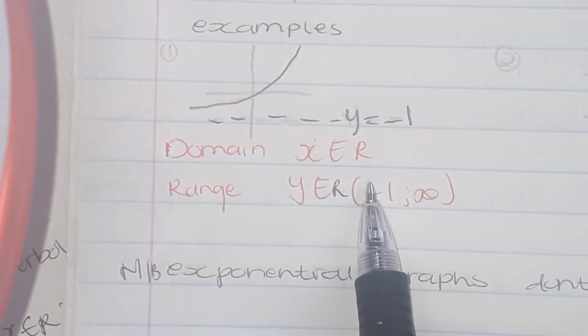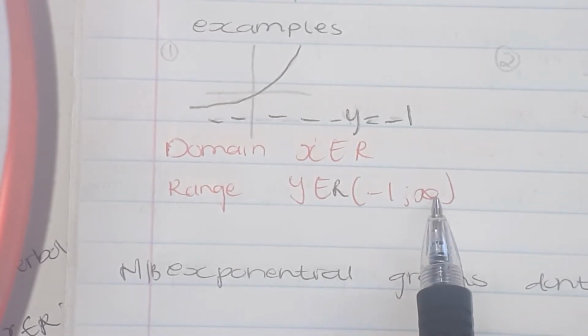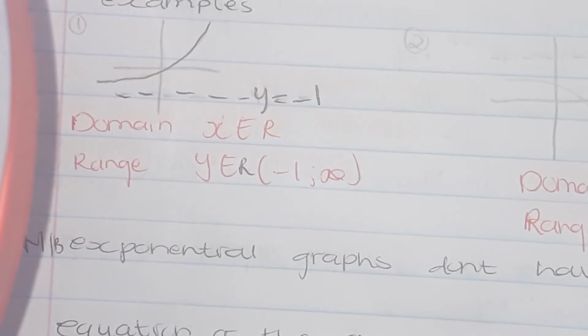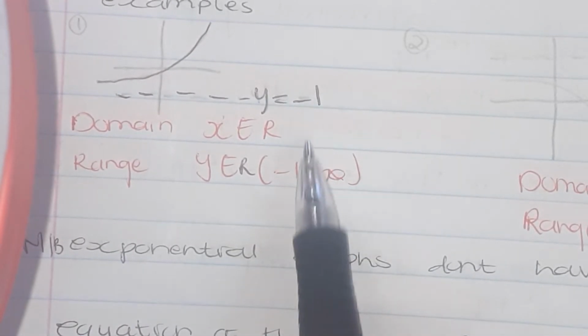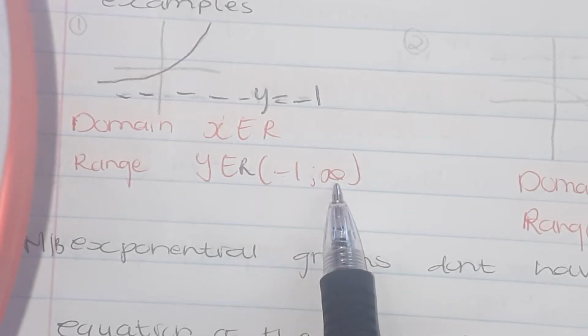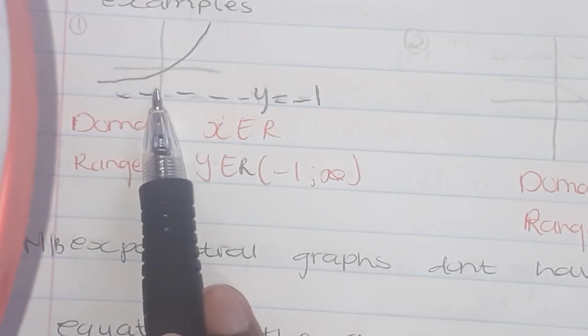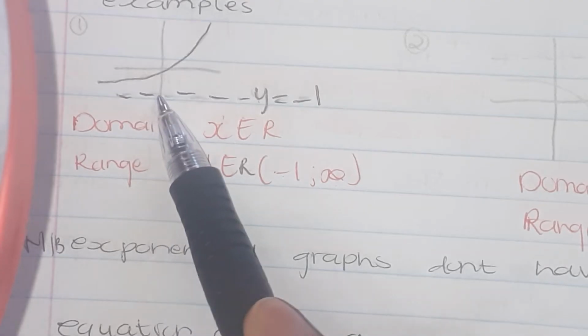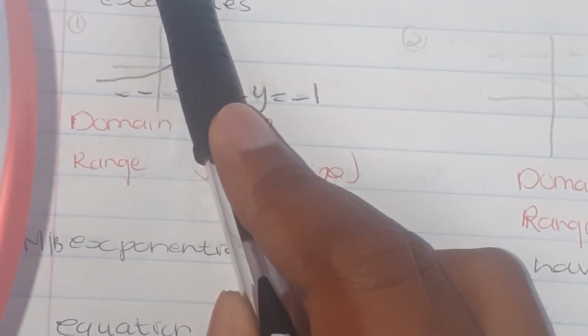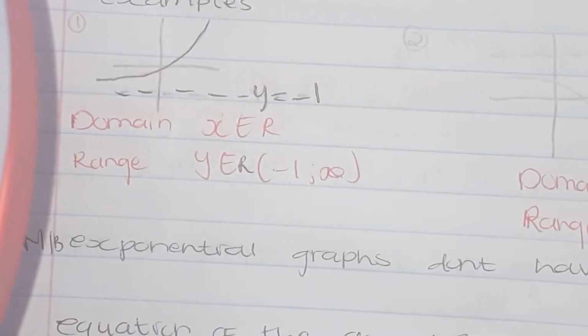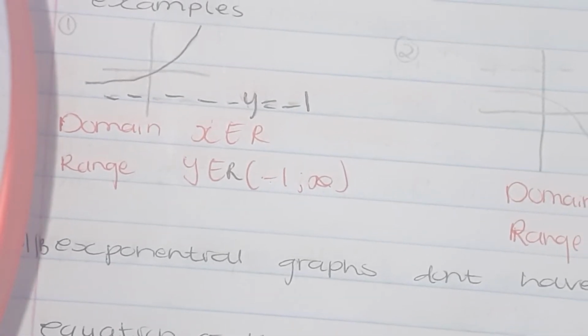No, you will say 1 to positive infinity. Yes. If this was 1, you would say +1 to positive infinity. But this one is a negative, so it will start from -1 going up. That's what it means, right? So that is how you do it.